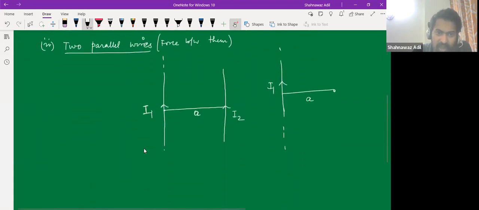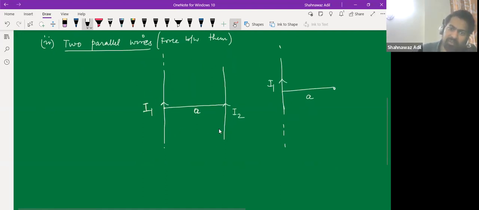Now we have no external magnetic field, but two parallel wires. We know that due to the I1 wire, the magnetic field will be generated at this point, and that would be in this direction. So due to the I1 wire, we will have a magnetic field like this.